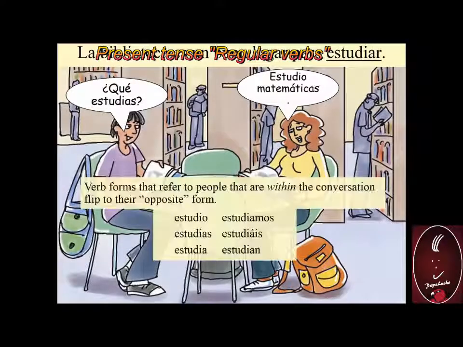Let's review what happens when we are talking with people and referring to each other in the conversation. For instance, if we are asking a question to a person, we use the opposite form of the conjugation of the verb. If you ask the question, ¿qué estudias? you are using the second conjugation of the verb, the tú form. When you answer that question, you use the first conjugation of the verb. Estudio matemáticas.